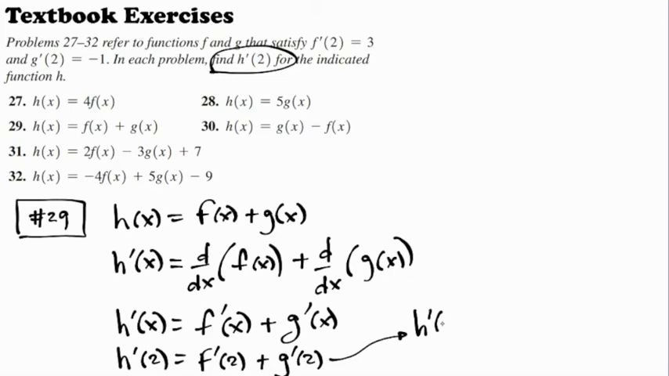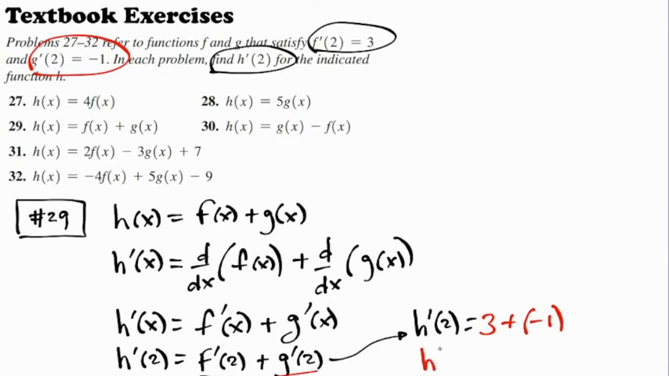And this means that h prime of 2 is equal to, well, we want to look up what is f prime of 2. F prime of 2 is 3. So we'll plug in that 3 here. What is g prime of 2? We see g prime of 2 is negative 1. So we'll plug in this negative 1 here. And we can say that h prime of 2 is equal to 2 now.